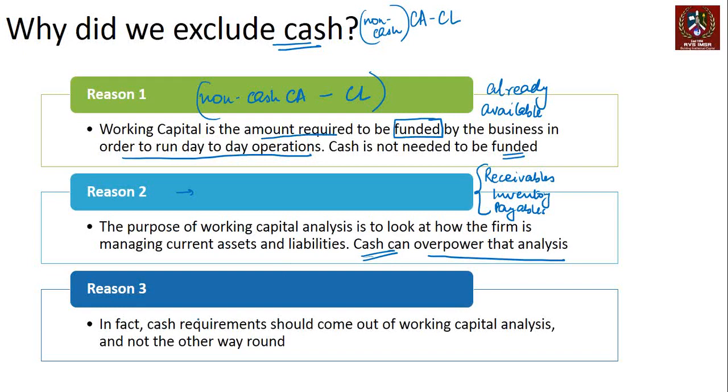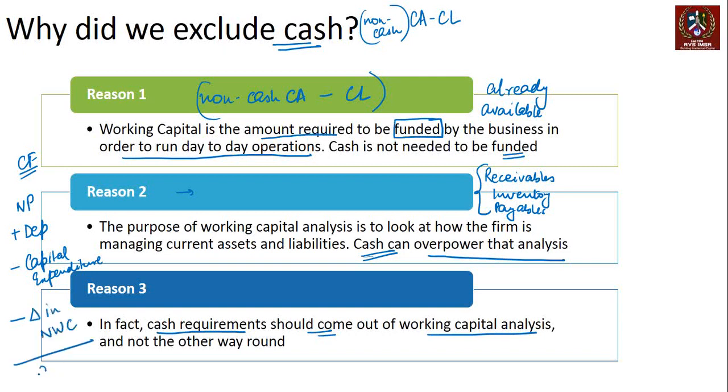And the third point is that cash requirements, in fact, should come out of working capital analysis. Remember when we were building the cash flow statement using the indirect method, we start with the net profit, we add depreciation, we subtract any capital expenditure if the company is spending anything on infrastructure building or adding plant and machinery, and then we subtract any change in net working capital. To get what? To get the cash flow. The cash flow gives us the cash number.